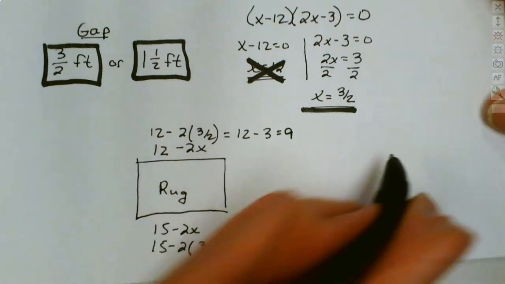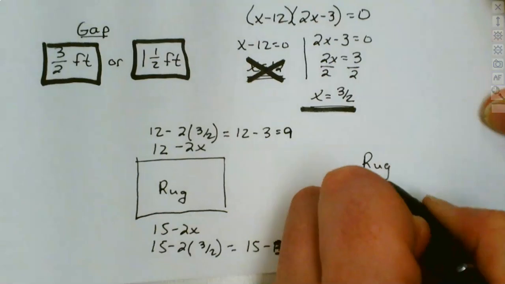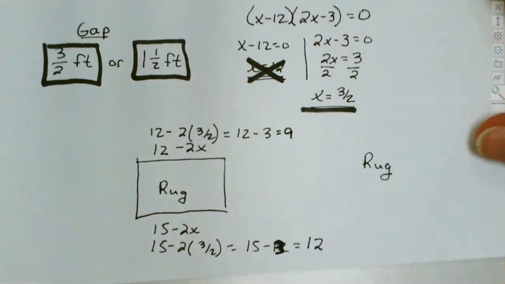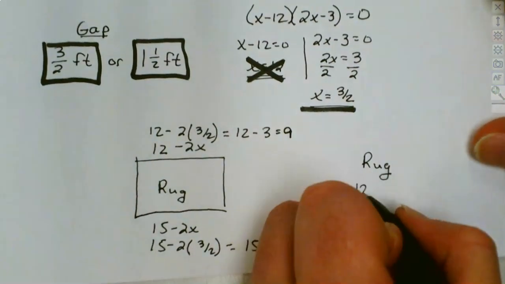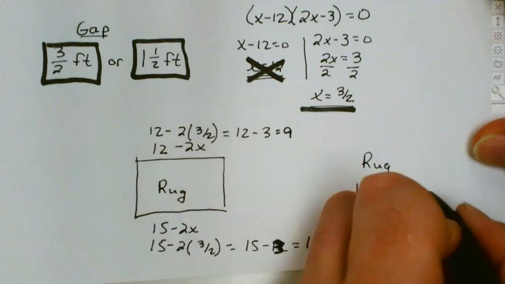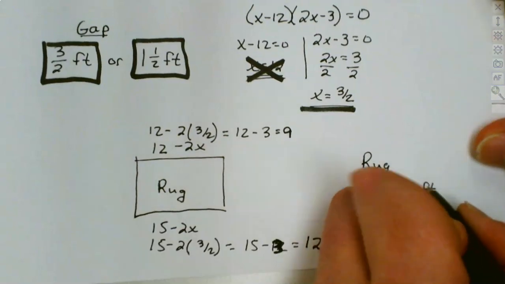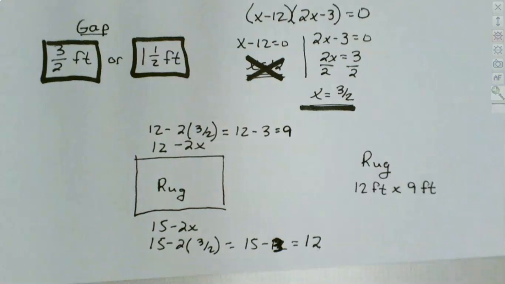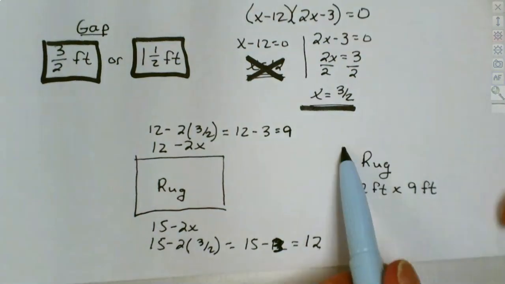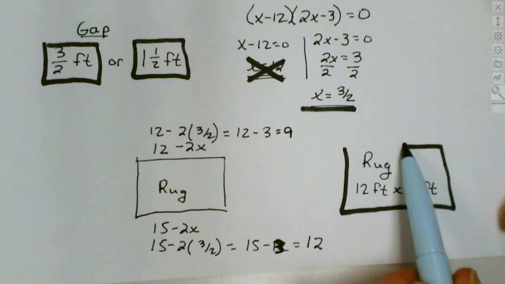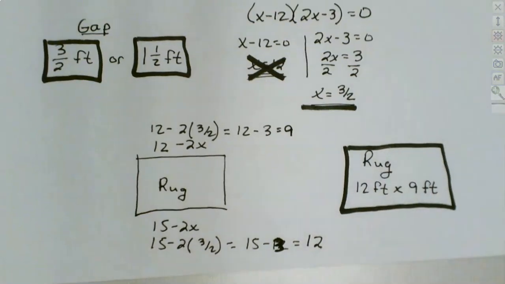So the dimensions of that rug, here's our actual answer. Dimensions of that rug are going to be 12 feet by 9 feet. Always make sure you go back and answer the question. So our rug is 12 by 9. Okay, so there's that rug dimension.